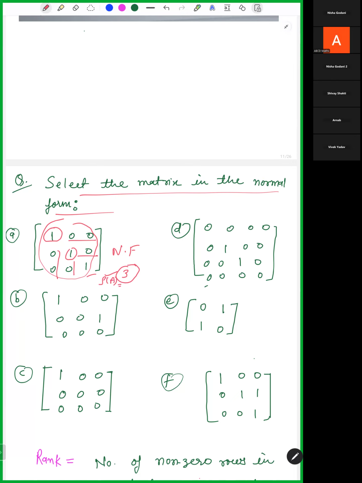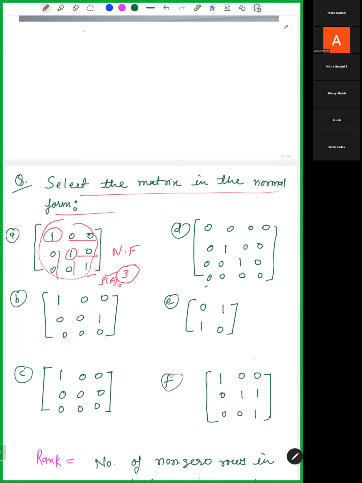In example B, can you find an identity matrix? Can you see an identity matrix in this? In example B, in matrix B, can you find an identity matrix, or you can say a submatrix, in this matrix? Can you have? No, you don't have.